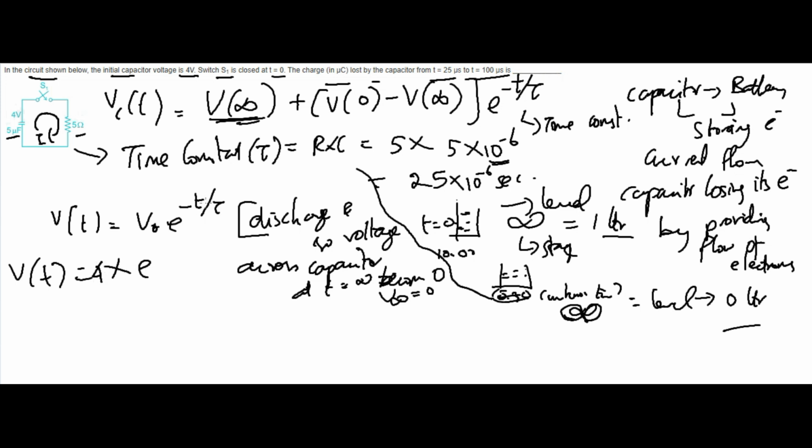Now we are just writing it in terms of t. You can write it as t divided by tau, where tau is 25 into 10 to the power minus 6, again 25 into 10 to the power minus 6.